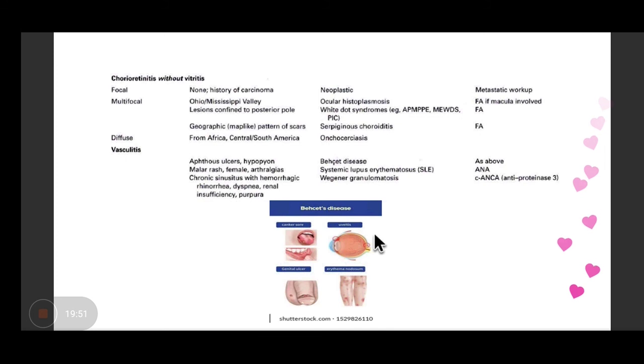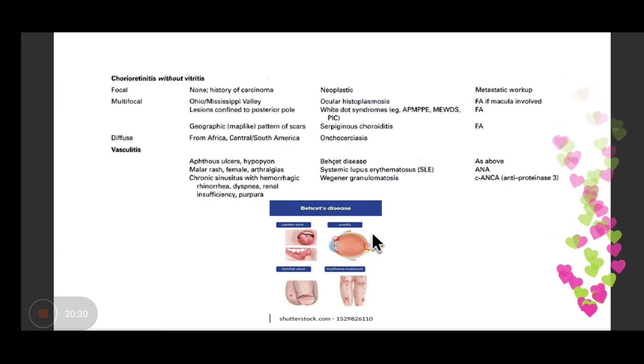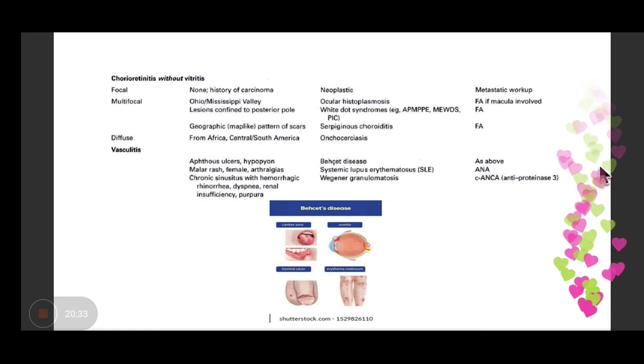Also in Wegener's. So these are the causes of vasculitis, where the vessels you see in the retina are inflamed and there are exudates around those vessels. You have to investigate only if you have a vasculitis in your mind. That may be Wegener's, in which you have to order the c-ANCA, antiproteinase 3. So this is all about the investigations that you can order. The list is endless, but you have to have a history and examination and a tailored approach to the lab investigations that you order. Okay, thank you guys.